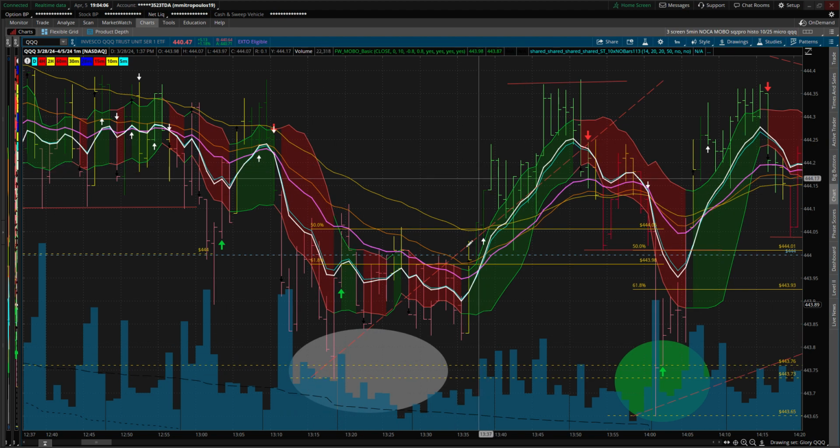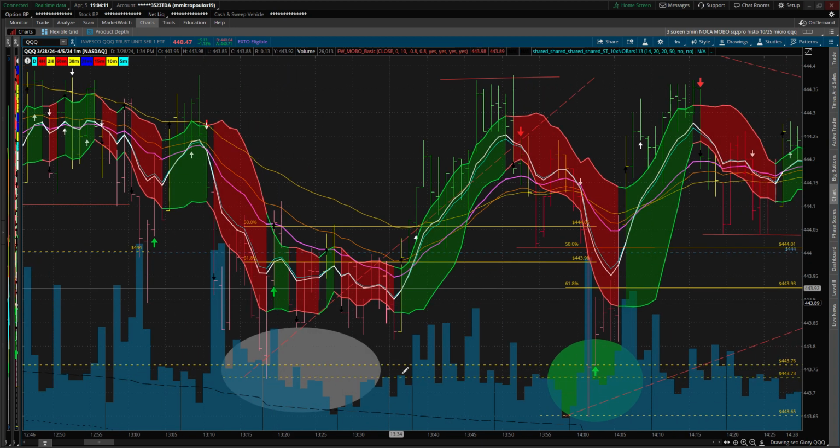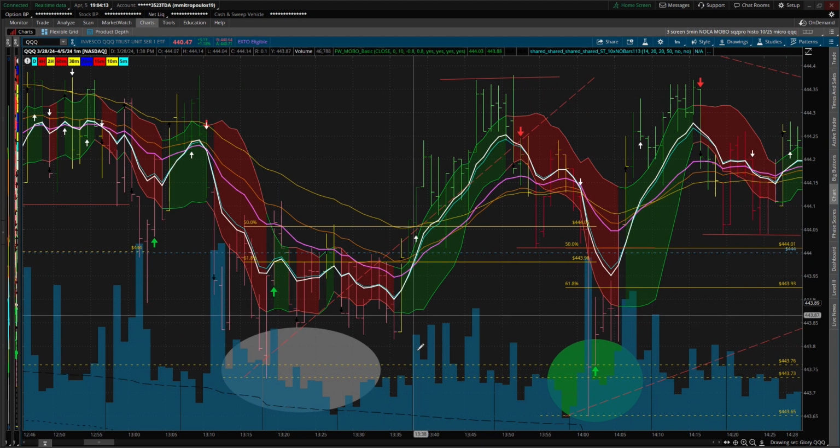I mean, this trade probably went 60%. So I missed that trade. I was getting lunch, but here we go. Also, I'm going to go ahead and do this. Since we got to 443.73, I get rid of this level.